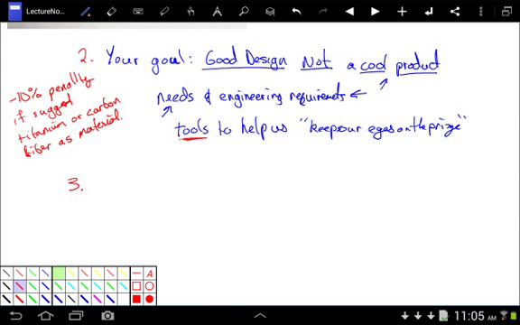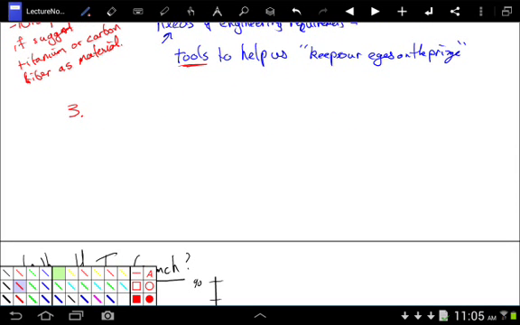Third, it's also difficult because you have limited resources.